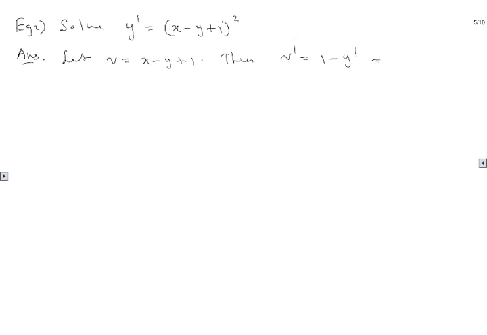So this can give you y prime equal 1 minus v prime. So then the differential equation becomes 1 minus v prime equal v squared.